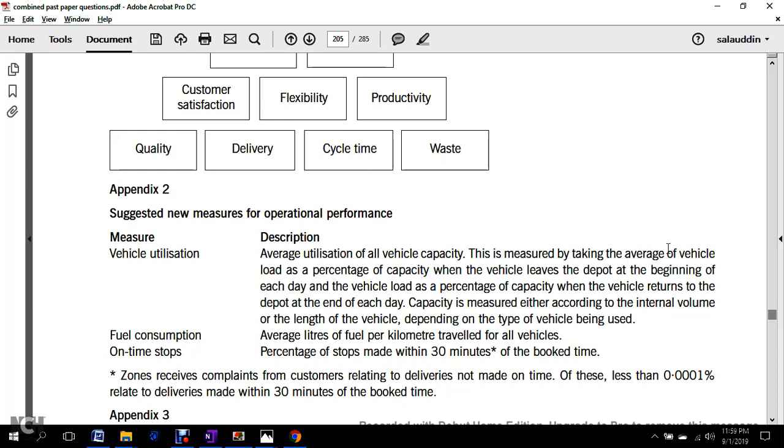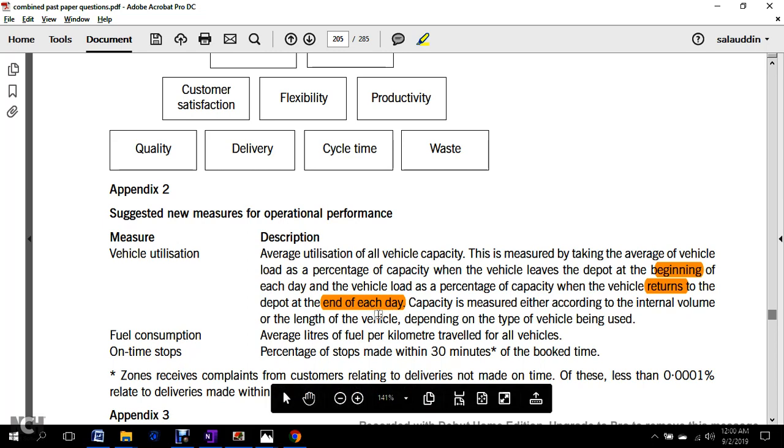This is measured by taking the average of vehicle load as a percentage of capacity when the vehicle leaves the depot at the beginning of each day, and vehicle load as a percentage of capacity when the vehicle returns. So they average the capacity at the beginning and the end of each day. Does it really represent the full day utilization of the vehicle? This is only the beginning and the ending. How can it be? Okay, we'll have to criticize it.